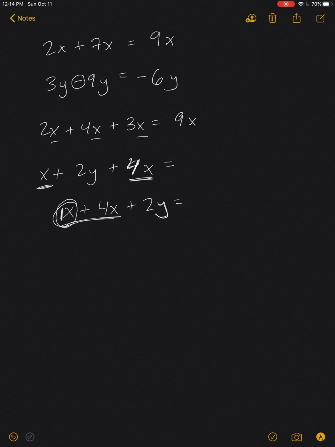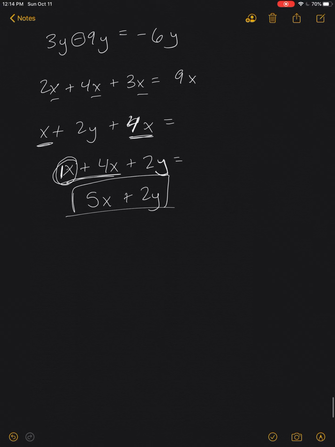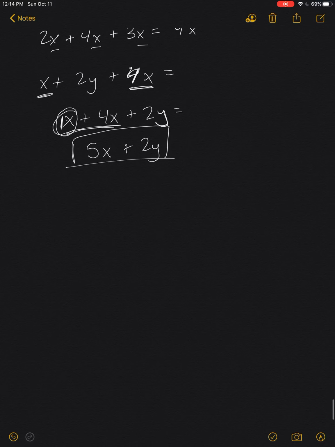Right, what is x plus 4x? Remember, it's got a 1 in front of it. It's 1 times x. So it would be 1 plus 4 gives us 5x plus 2y. Okay, so that's that one. That's the simplest I can get it, because again, I don't know what x and y are, not yet at least. We're going to get a little bit more complicated.